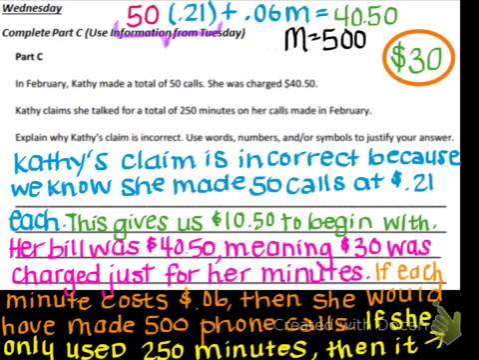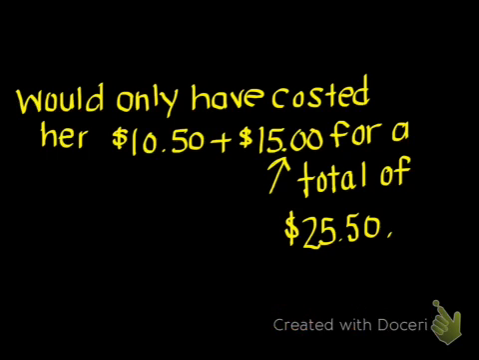So this sentence is going to have to continue on to the next page, but if she only used 250 minutes, then, and this is where I realized I ran out of space, so I'm going to continue on the next page. So it would only have cost her $10.50 plus $15 for a total of $25.50 instead of the original bill, which was $40.50. So again, this is the kind of response that the Acuity graders, the iStep graders expect you to have if you want to receive full credit.